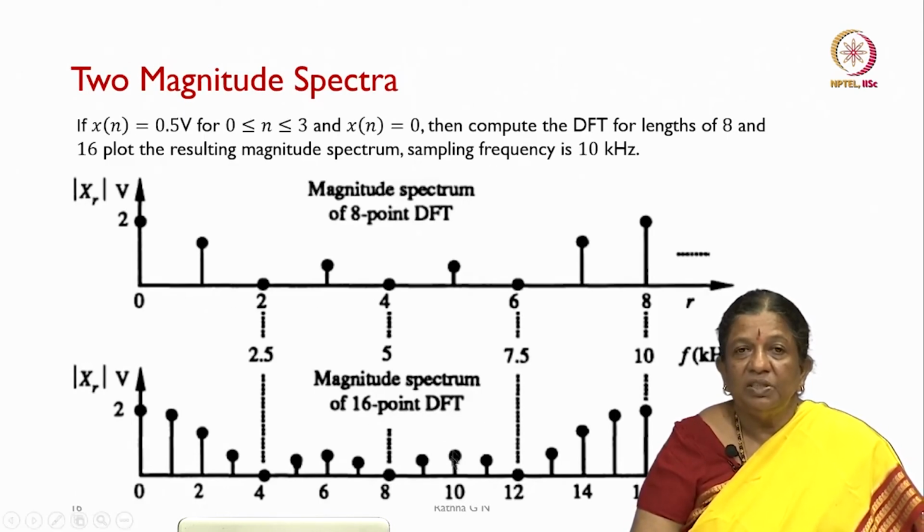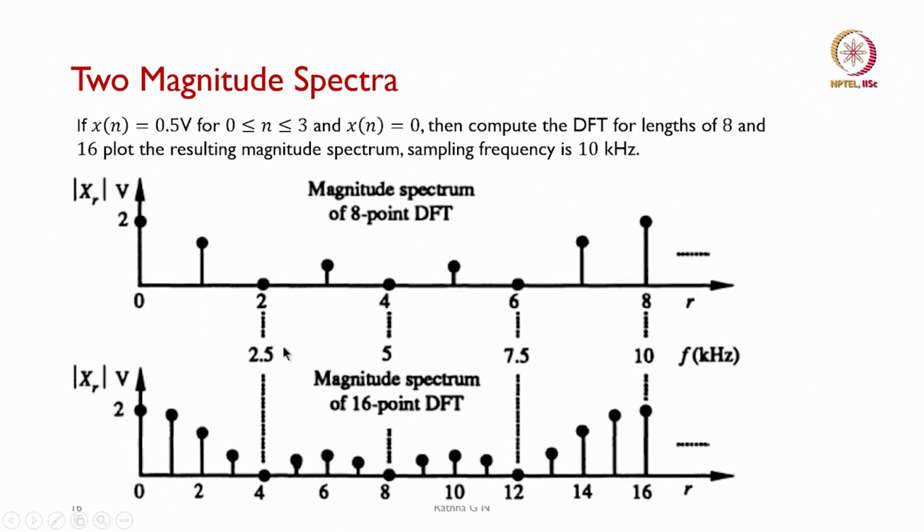Then, to check how to calculate, although we have done it in the last class, we will see how to plot our magnitude spectra with an example. The example is: x of n is given as 0.5 volts in the range 0 less than or equal to n less than or equal to 3, and x of n is 0 in other places. Then compute the DFT for lengths of 8 and then 16 and plot the resulting magnitude spectrum, with a sampling frequency of 10 kilohertz.